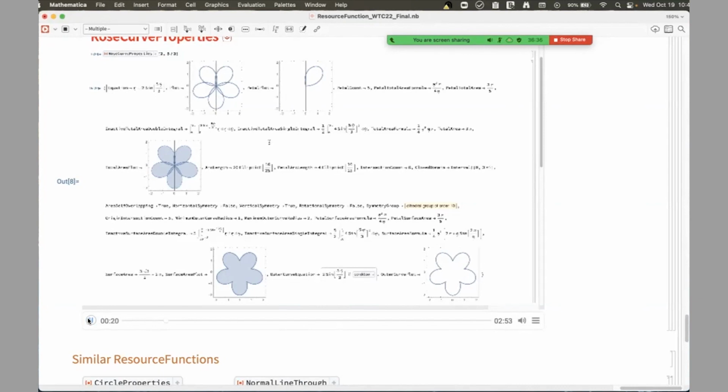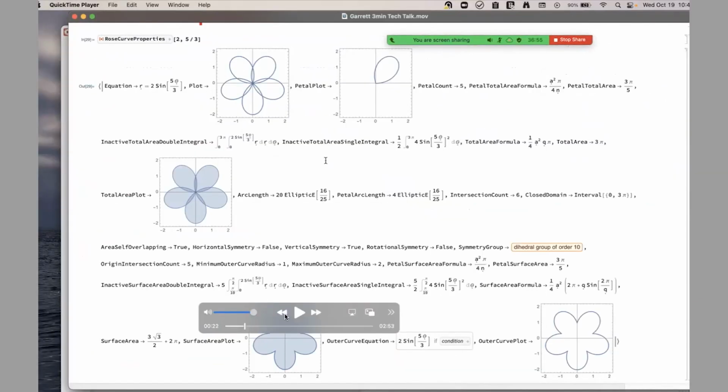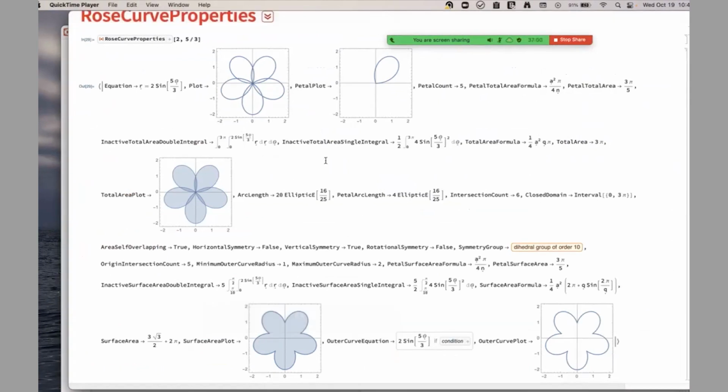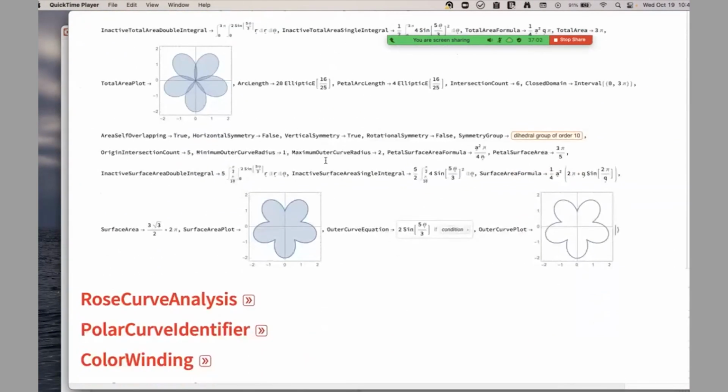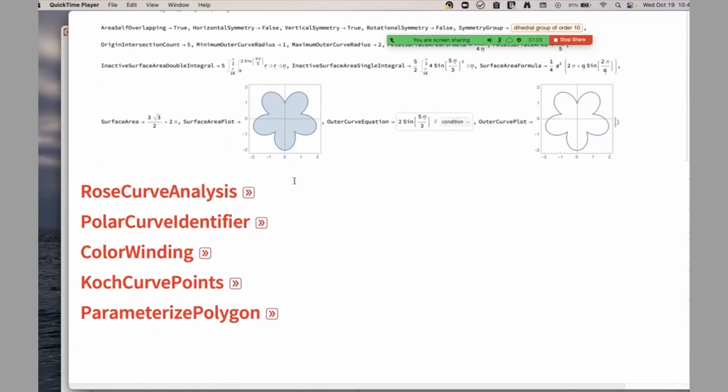In polar curve identifier, it does as it says. You input a polar curve and it'll output its name. The inputs for the type of curve and outputs everything you'd want to know about it, every single detail possible. Many of these were created from scratch, and many of them are just visualizations of it.